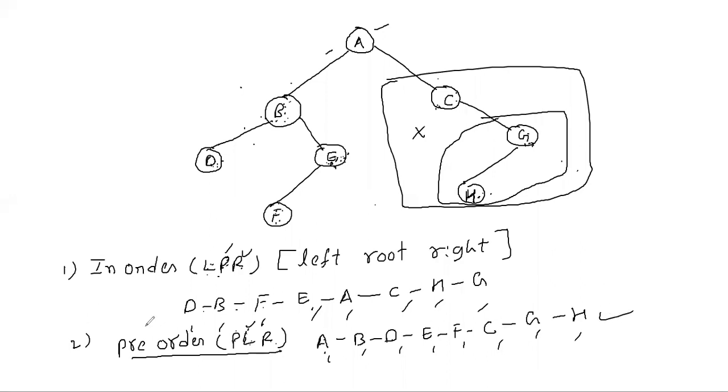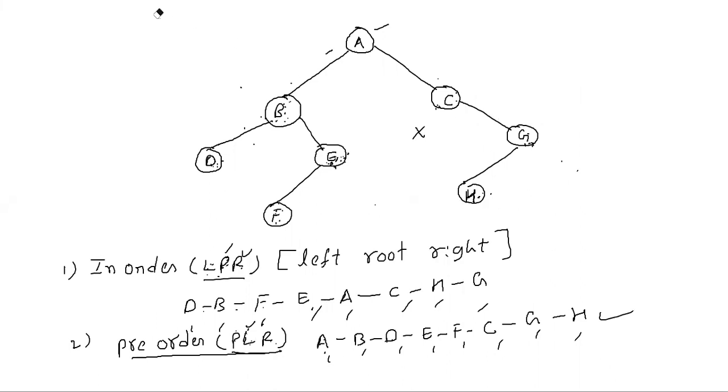So the thing is, you have to depend totally on this. Inorder means LPR order, preorder means PLR order. For a tree and its subtrees, you have to apply all these formulas. So next, postorder. So now, what is a postorder? I'm writing here: postorder.